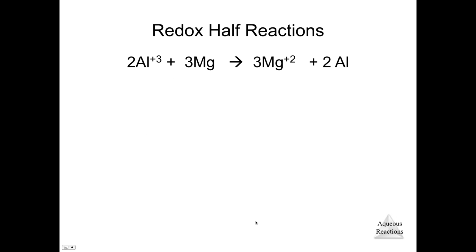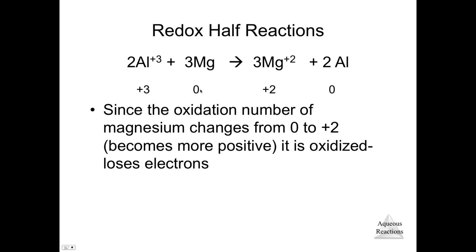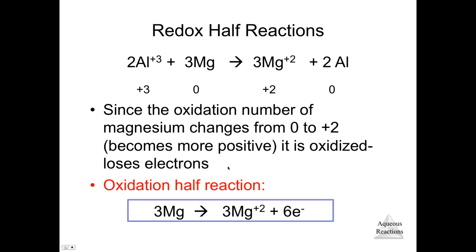So if we look at the other half of this net ionic equation, the oxidation half reaction, we're going to be focusing on the magnesium this time because it goes from an oxidation state of 0 to +2. It becomes more positive, and so it is oxidized. It's lost electrons. So the half reaction would look like this for the oxidation of magnesium. This time we start with 3 magnesium atoms, and they become 3 magnesium ions by giving up 6 electrons, so the 6 electrons are a product in the oxidation half reaction. Again, +6 plus -6 equals 0, and that matches the net charge on the left, which is also 0.